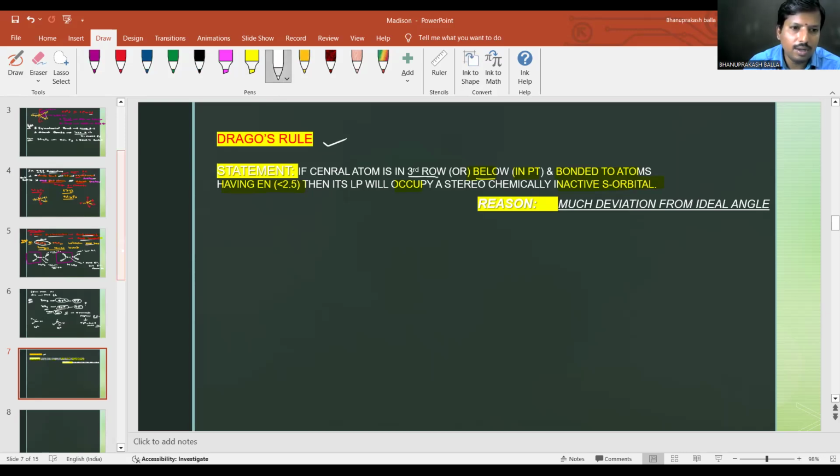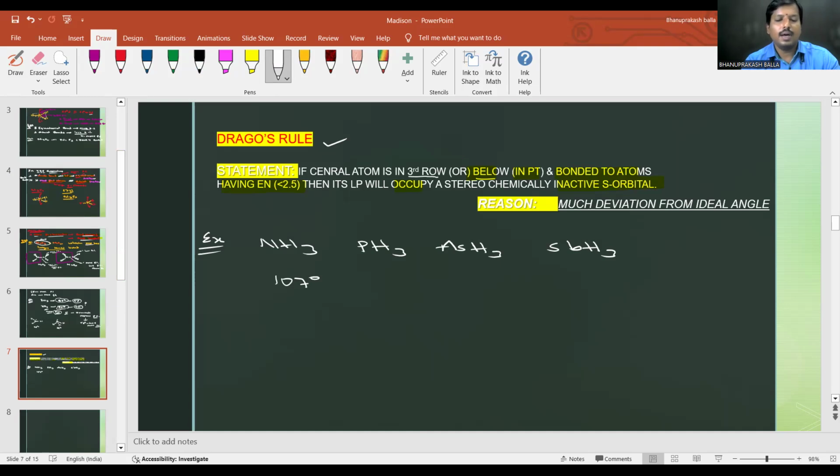I just want to take one example: NH3, PH3, AsH3, SbH3. What is the bond angle? The NH3 molecule bond angle is 107 degrees, and for the PH3 molecule, what is the bond angle? Approximately, not exactly, 93 degrees. This is 92 degrees, and it is 91 degrees. As you know, the NH3 molecule is sp3 hybridized.